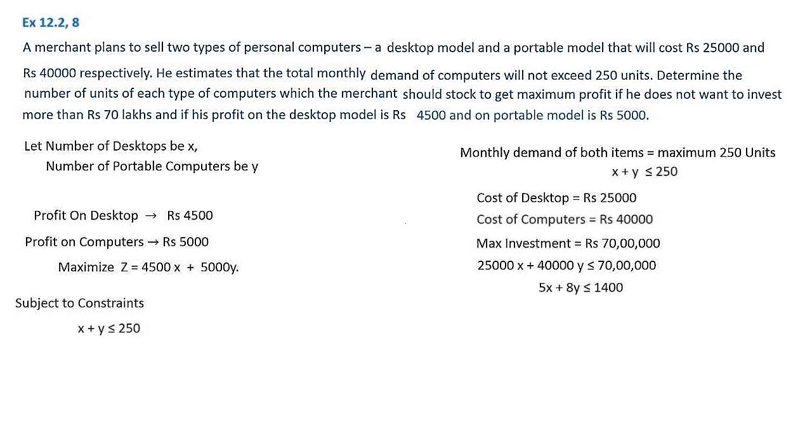Subject to constraints, x plus y less than or equal to 250, then 5x plus 8y less than or equal to 1400, and two common constraints, x greater than or equal to 0, y greater than or equal to 0. As before, there are four inequalities. We have to plot it and represent it on the graph sheet, find out the corner points, substitute it into the equation and maximize it.